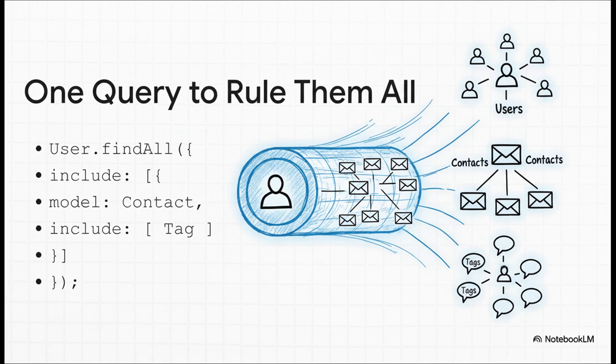Just look how clean this is. We're telling it to find all users, but then we pass in this include option. Inside, we say to include the contact model. And then, nested right inside that, we say for each of those contacts, also include the tag model. This simple little object tells Sequelize to go build a complex SQL join behind the scenes and fetch everything in one single hyper-efficient trip to the database.